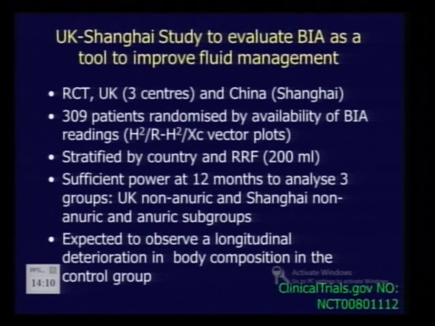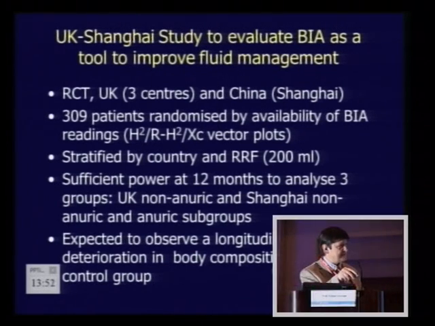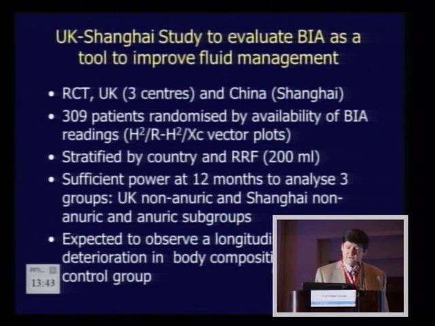And the control group, that data was collected, but it was kept away from the clinician, so they could not see the results. What we've done is randomize, in quite a large study, 309 patients. We used a technique in bioimpedance called vector analysis or vector plotting, which is when you plot the height squared of the resistance over the height squared of the reactants to help guide you with the fluid status of the patient.